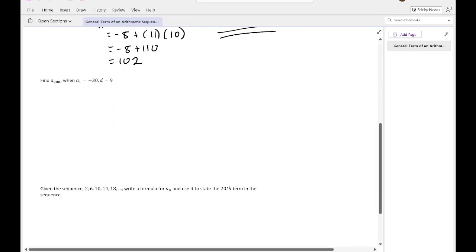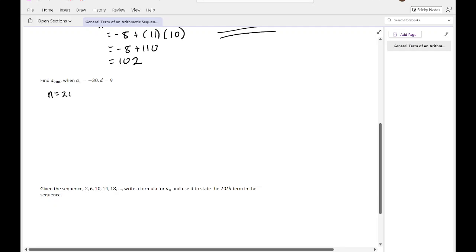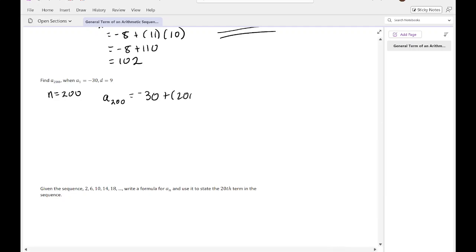Now we're going to jump up a little bit more. We're going to find the 200th term. So a sub 200 when a1 is negative 30 and d is 9. So again, probably having a calculator would be good. We know that the nth term here is 200, and we're just going to plug in everything we know. So a 200 is going to be equal to negative 30 plus 200 minus 1 times 9.